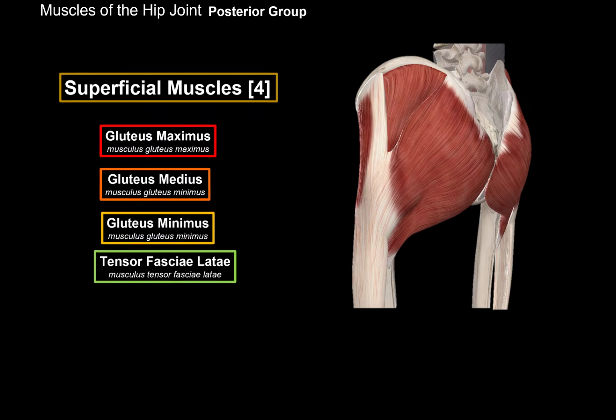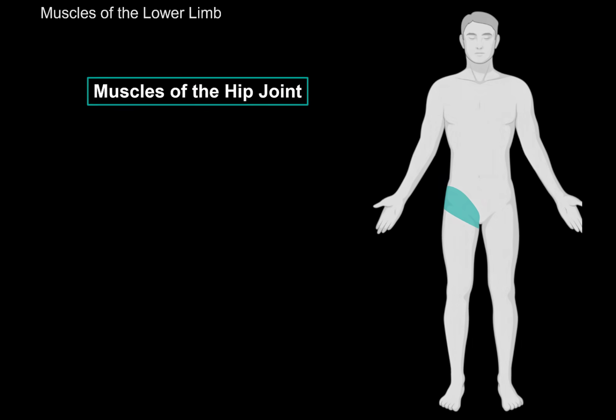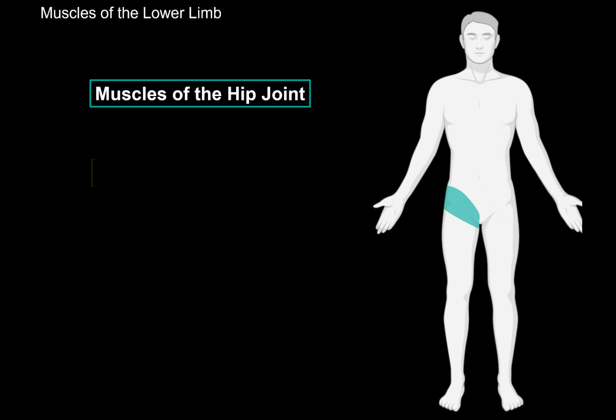So that was the superficial muscles of the thigh, and that was all the muscles of the hip joints. Next, let's go ahead and cover the muscles of the thigh.